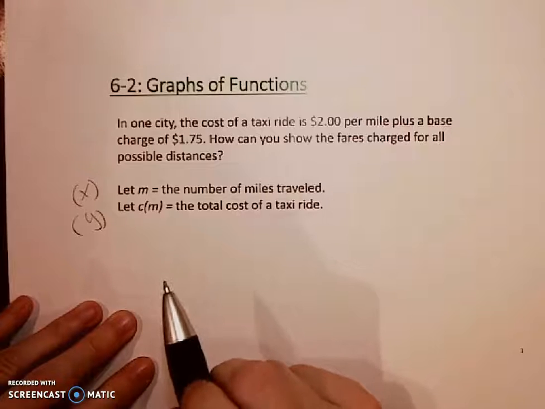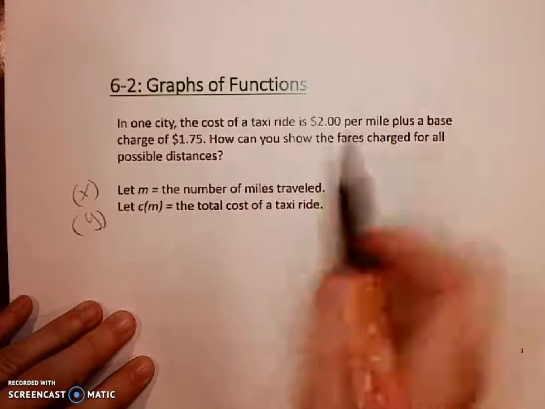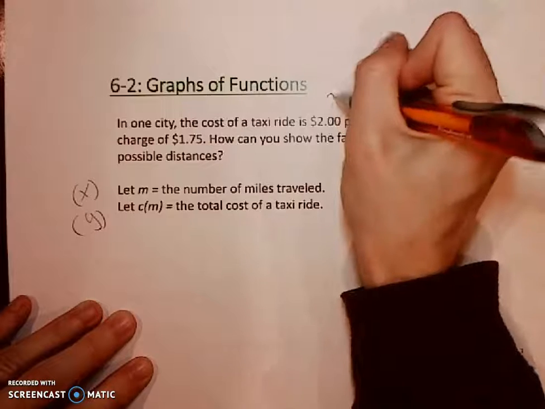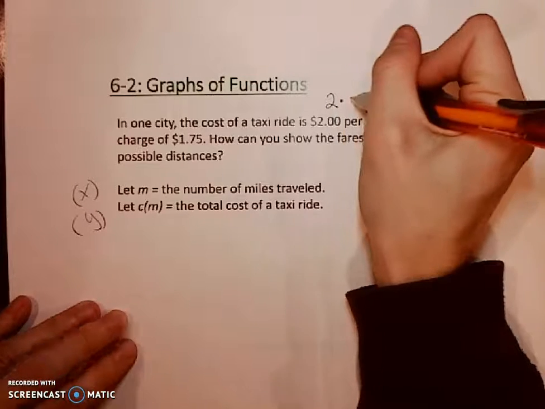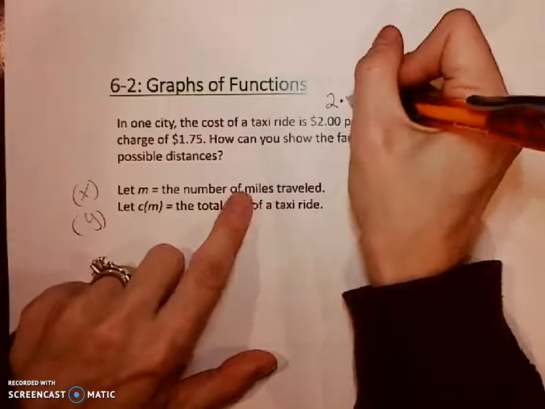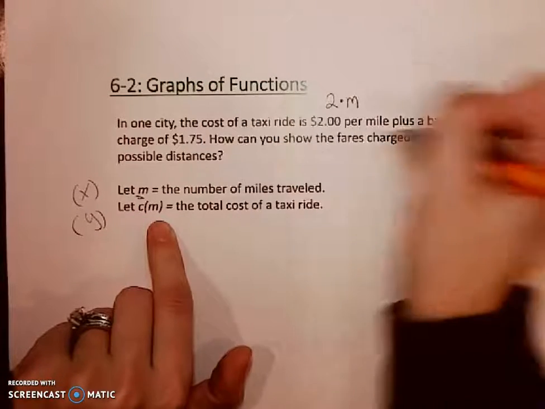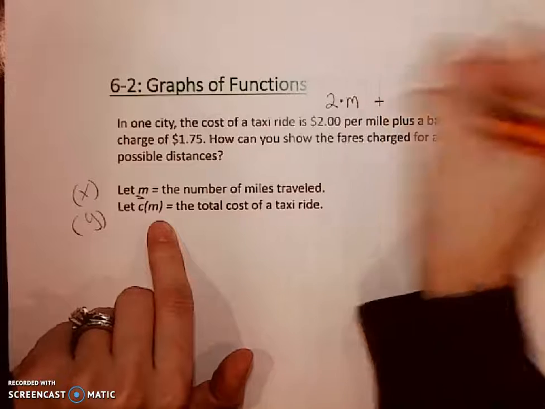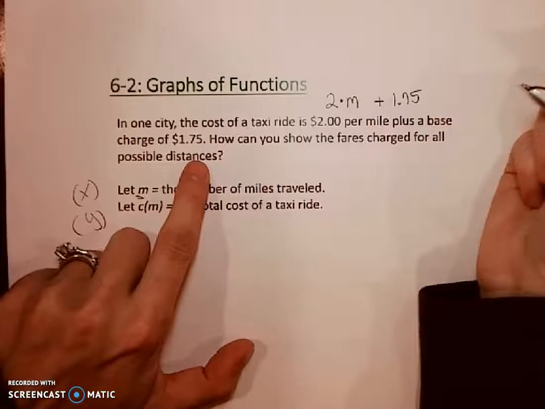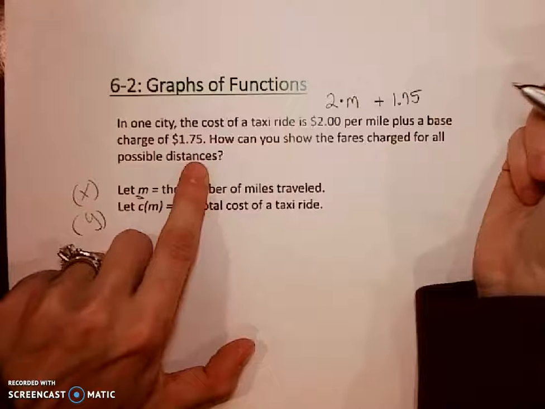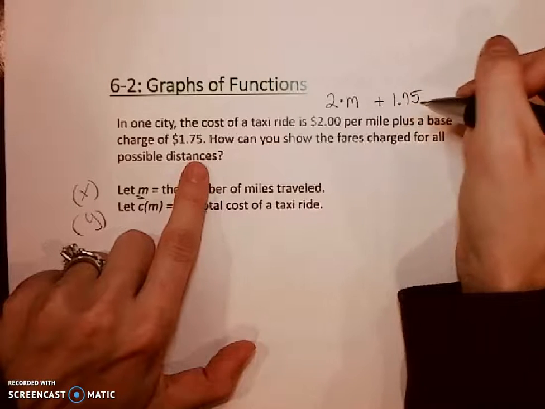All right. So, in one city, again, the cost of a taxi ride is $2. So $2 per means times mile. And we said the number of miles is going to be m here, okay? Plus a base charge, so addition, of $1.75. That's my constant. So guys, if I get in the taxi, and I sit inside that taxi, automatically before I go anywhere, it's going to cost me $1.75 no matter what.